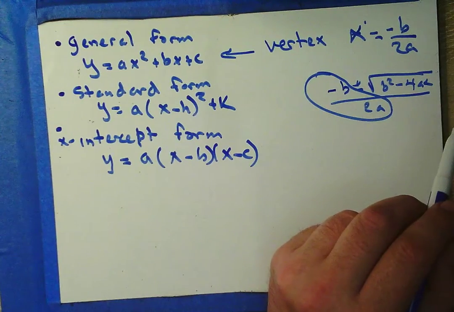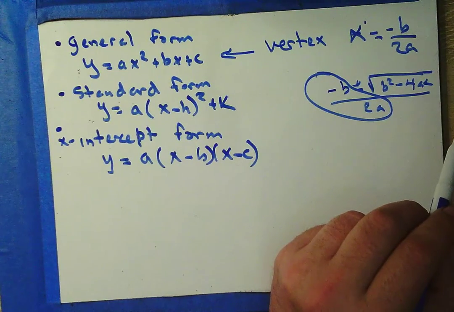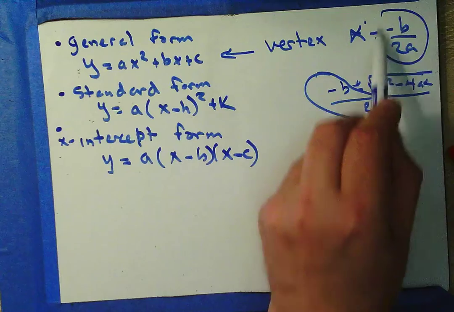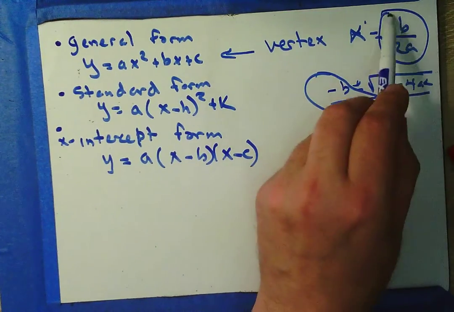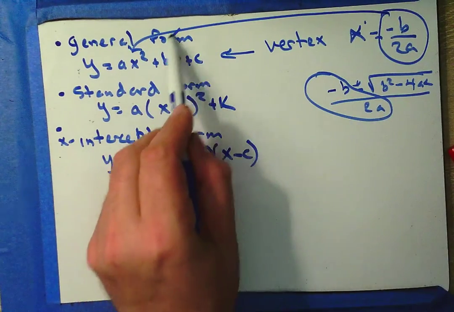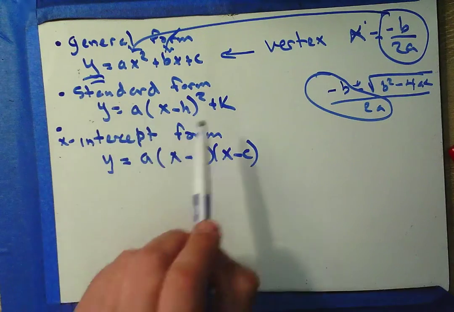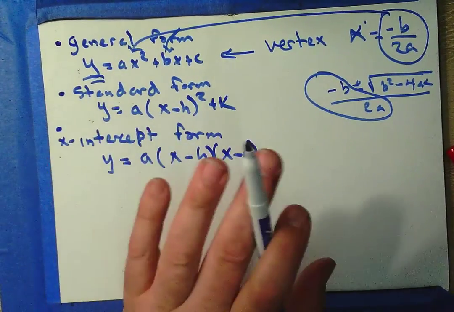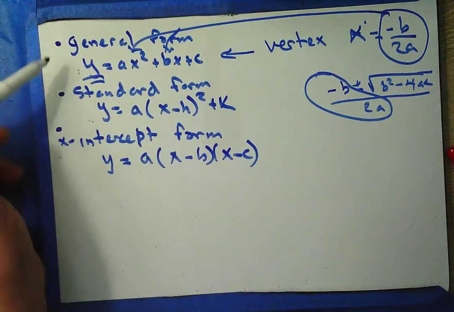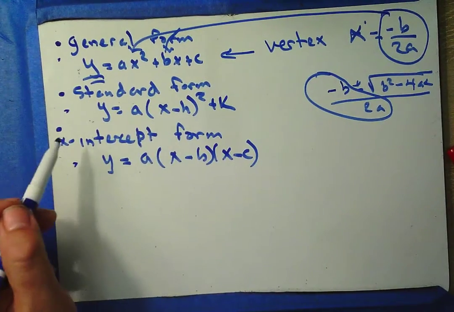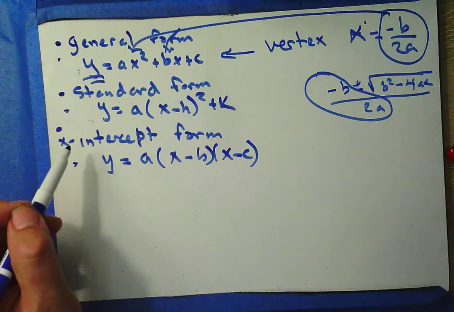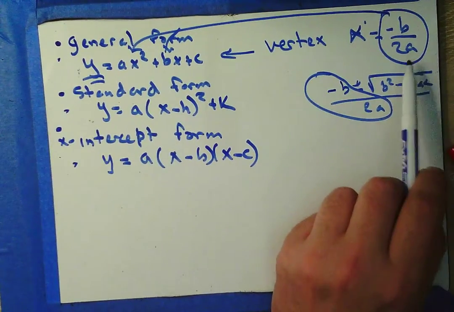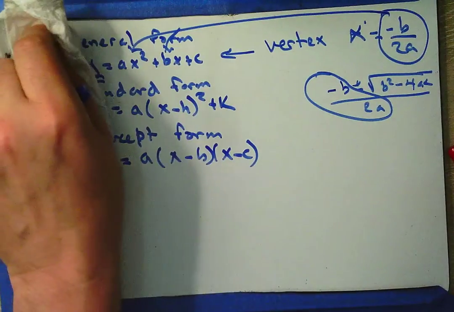But how do you find the y-coordinate of the vertex? Well, you would have to take this fraction and plug it in for all these x's to get that y value. And that's kind of the most painful part we've got in this whole graphing extravaganza that we're going to do today, finding the y value for this x value. Okay, so we're going to start with general form.